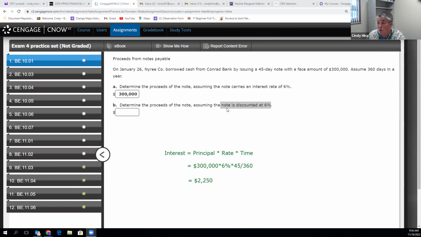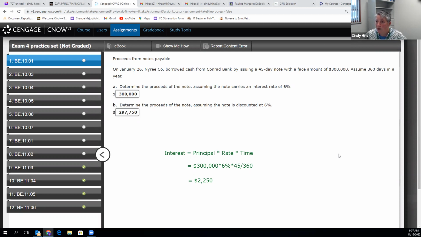Now, whether the note is like in Part A, where the interest is on top of the face value, or like Part B, where the note is discounted, the interest is actually the same. It's still that $2,250, but when the note is discounted, that $2,250 is subtracted from the face value, so 300,000 minus $2,250, and the proceeds from the note would be only $297,750. Again, I subtracted the interest to find the proceeds of that note.